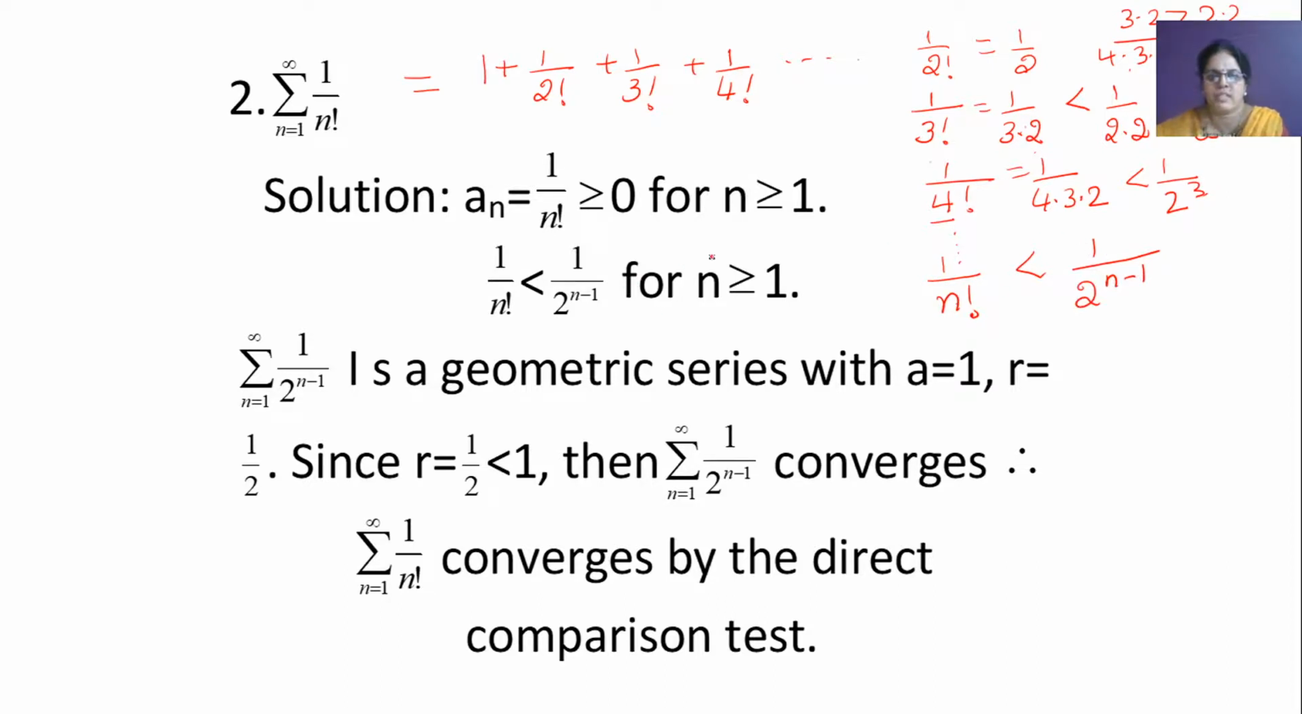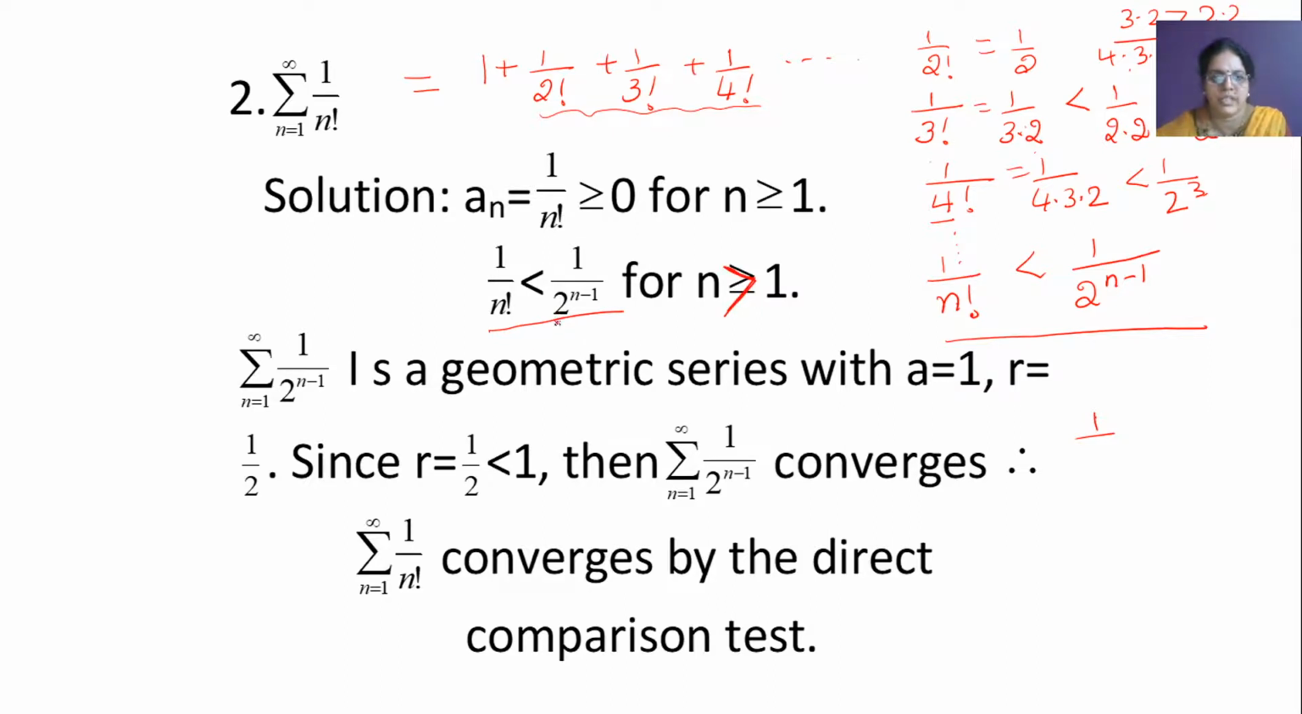So we can see that each term of this sequence after n equal to 1 is, otherwise, less than 1 by 2 power n minus 1. So 1 by n factorial, this is a general term, is less than 1 by 2 power n minus 1. And if n equal to 1, this side is 1, this side is also 1, they are equal. So this is for n greater than 1.